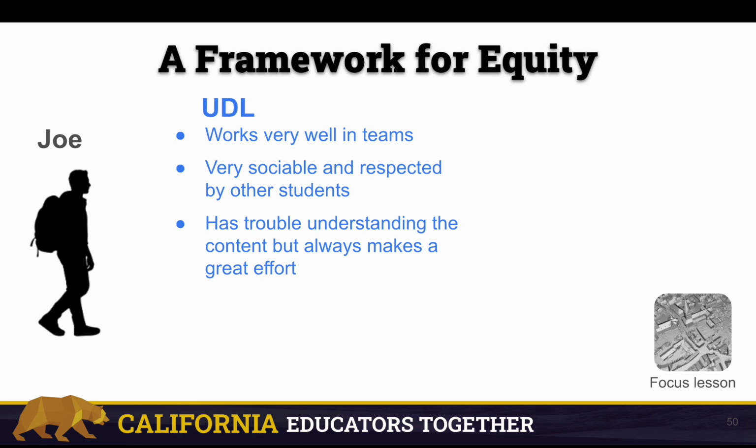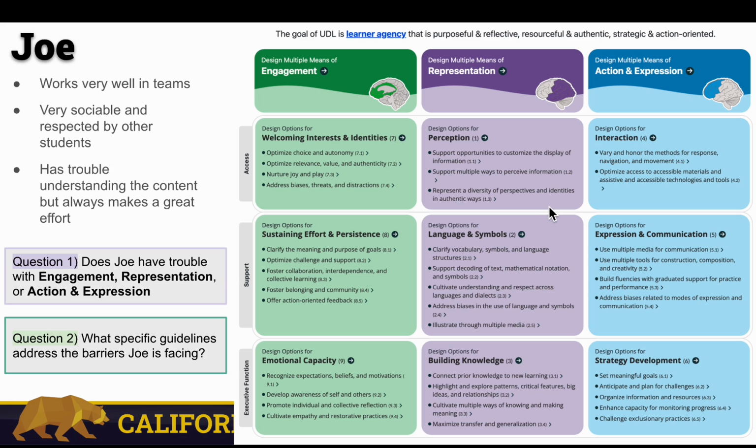This is Joe. And Joe actually works very well with teams. So that's the opposite of Alex and Cindy. He's very sociable and respected by other students. However, he has trouble understanding the content, but he always makes a great effort. So let's see, he works very well in teams. So that means he doesn't really have any problems with engagement. Very sociable and respected by other students. Again, no problems with engagement. Has trouble understanding the content, but always makes a great effort. So he's going to do his best, but he doesn't quite get it.